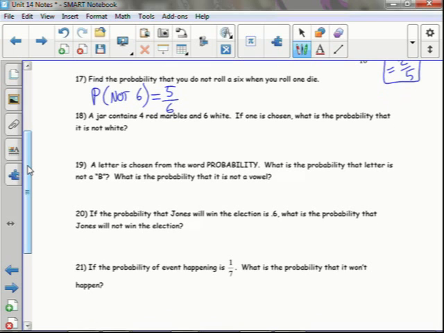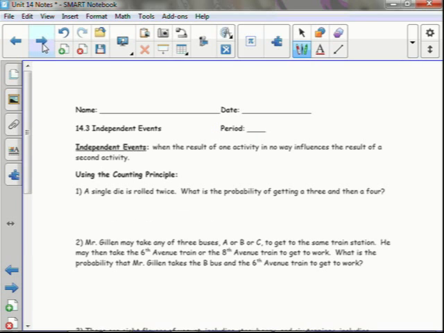A jar contains 4 red marbles and 6 white. If one is chosen, what is the probability that it is not white? So the probability of it being not white is, how many are not white? 4 out of how many altogether? 10. That reduces to 2/5. So you can just do a little subtraction together. They have to add up to be 1.